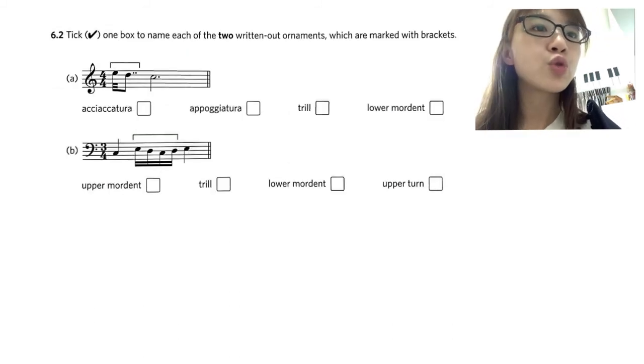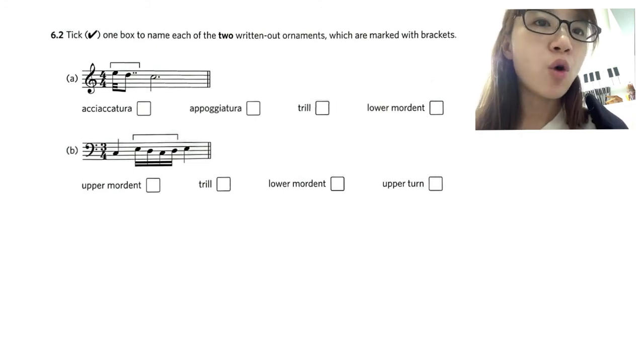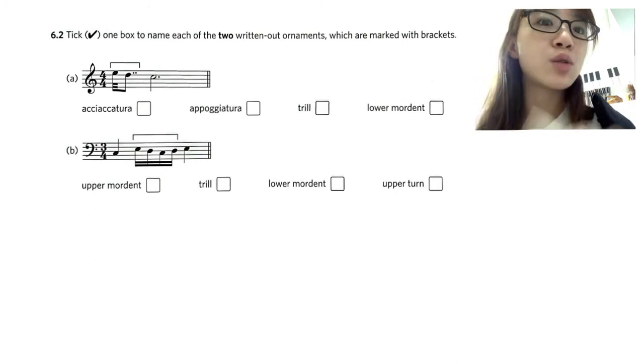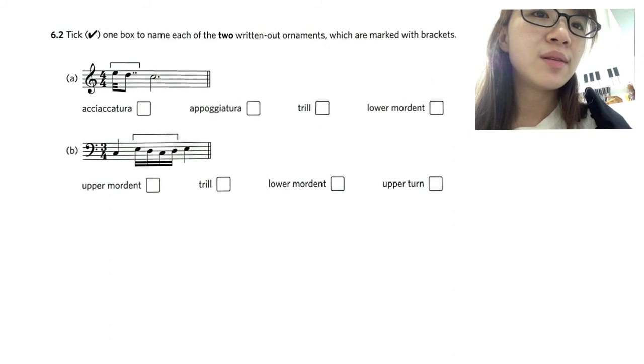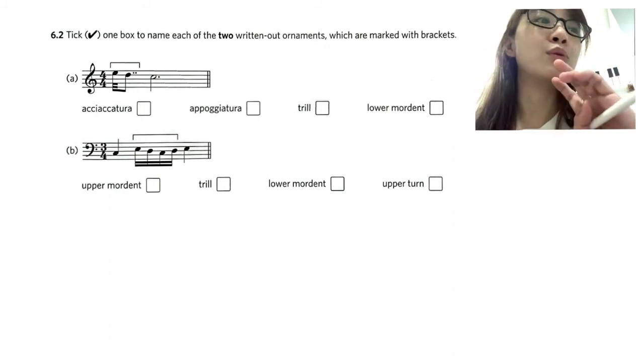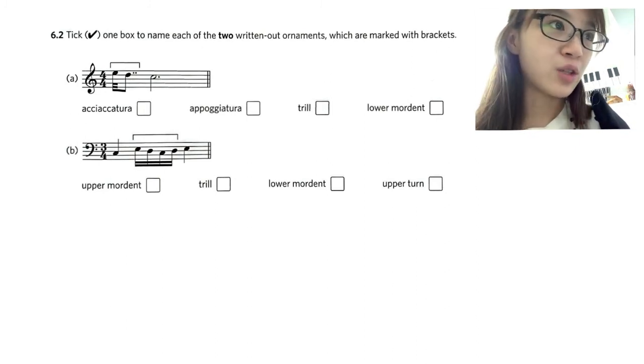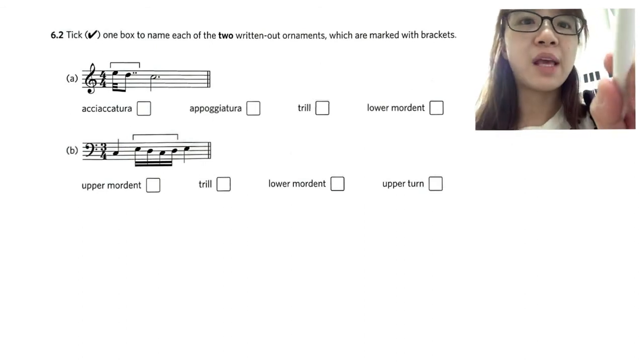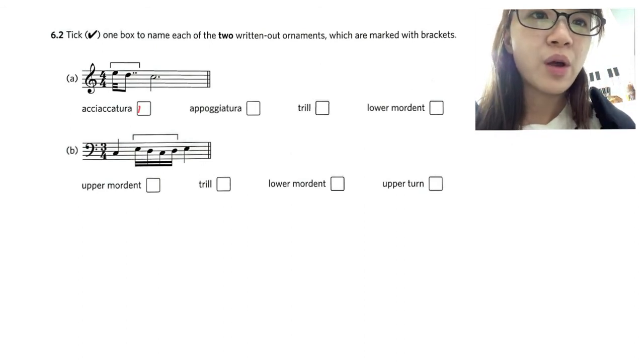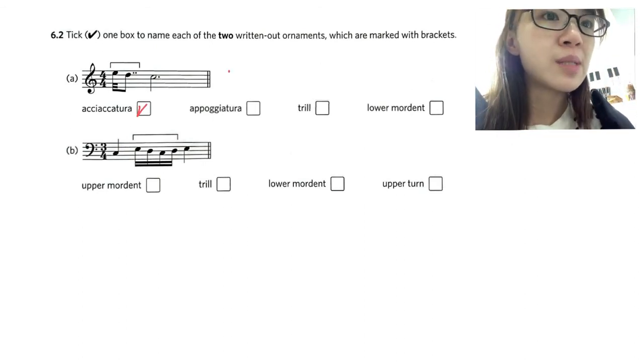As for 6.2, usually it's about ornaments. The ornaments will be written out, and the student needs to know what the ornament is. This one, the short line here, means playing very fast. Da-dum! In the music, very fast. So it's acciaccatura. Acciaccatura is usually played fast. Appoggiatura is usually played slow, with two notes played evenly.